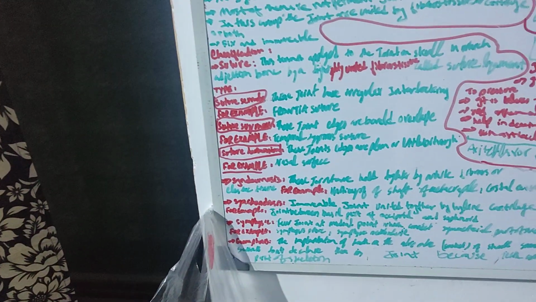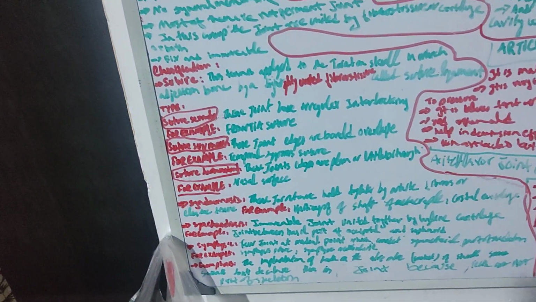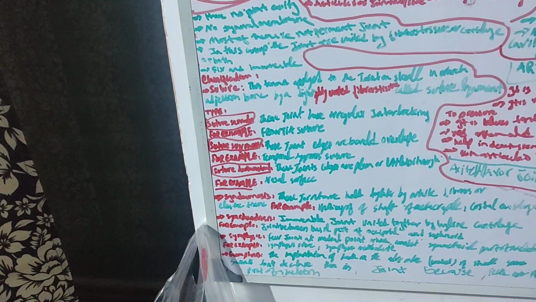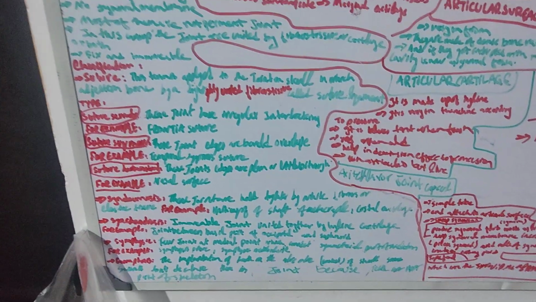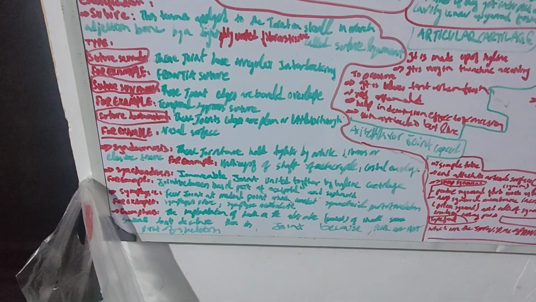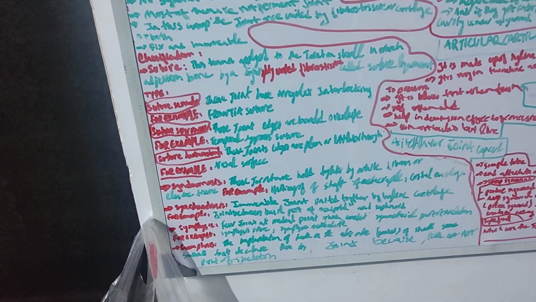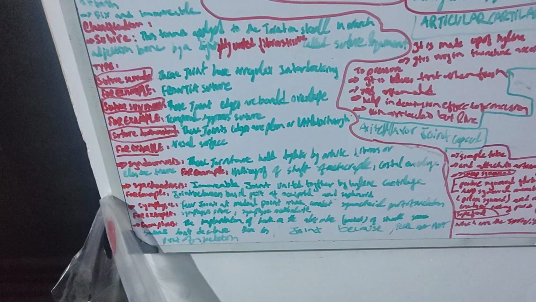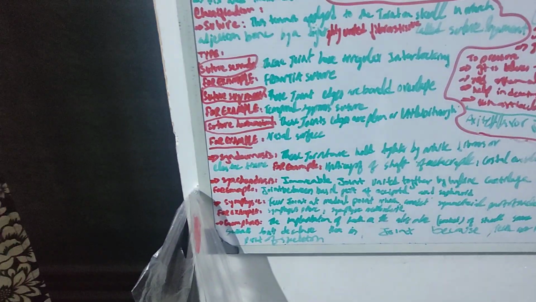Then we have synchondrosis. These are united together by a hyaline cartilage. For example, the joint between the basal part of the occipital and the sphenoid.